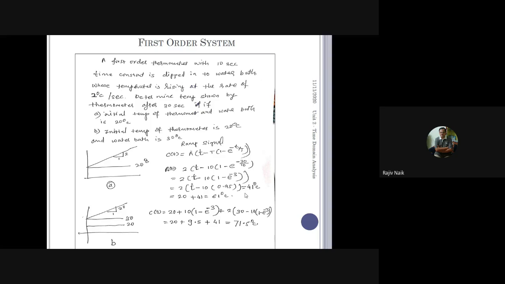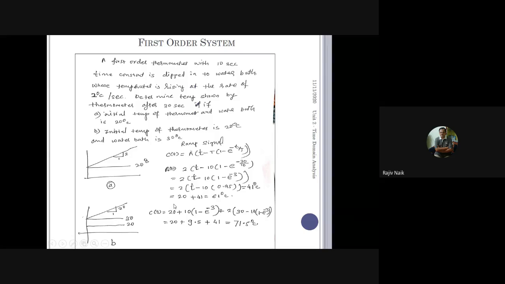In the second problem, it is a combination problem. Second part of the problem, B part: the initial thermometer temperature is 20 degrees centigrade, but the water bath temperature is 30 degrees centigrade. So the initial temperature of the thermometer I have drawn as a flat line at 20 degrees centigrade, and the initial temperature of the water bath is 30 degrees centigrade. So when you dip the thermometer into the water bath, first it will be subjected to a step size of 10 degrees, a sudden jump of 10 degrees, and then it is rising at the rate of 2 degrees centigrade per second. So it is a combination of step signal plus ramp signal.